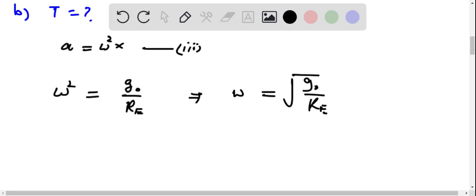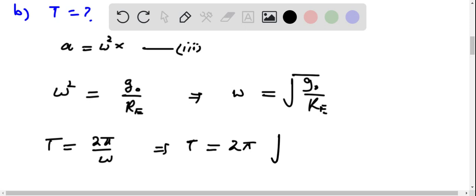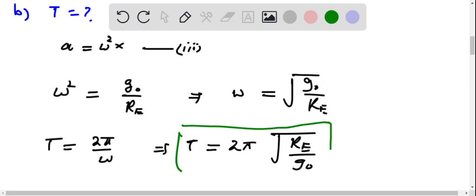Now we can write the period as T equals 2 pi divided by omega. So from here we can write T equals 2 pi square root of R_E divided by g naught. So this is the required relationship for the period of the oscillations of the particle in the hypothetical hole. Let's call it equation number B.